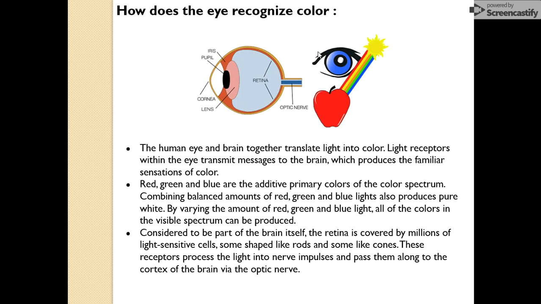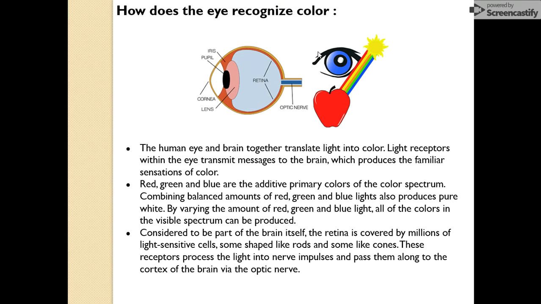Moving on to our next topic, we have how does the eye recognize color? The eye recognizes color based on the iris and the light, the image that comes through the pupil and is formed on the retina. It's formed inverted. That in turn is processed through the optic nerve, which is sent to the brain and then it sets right. That's how our perception works for images.